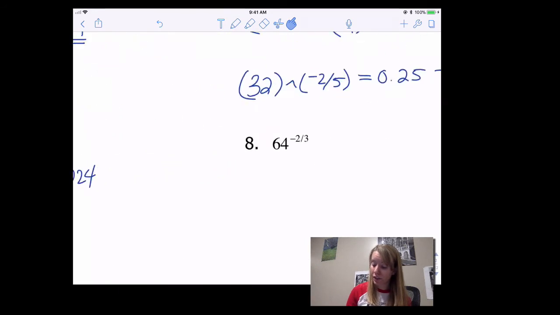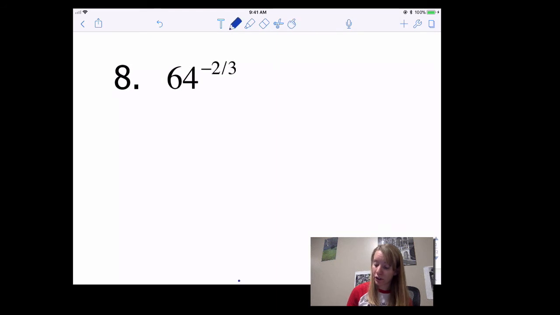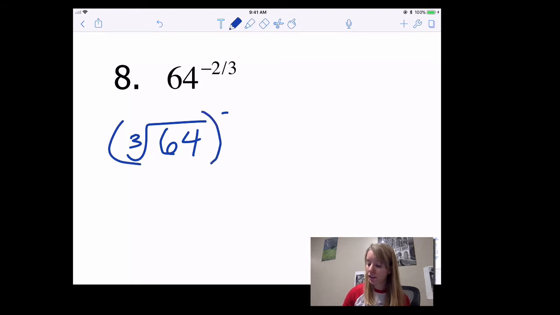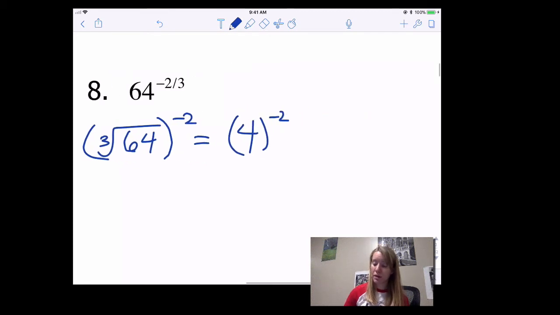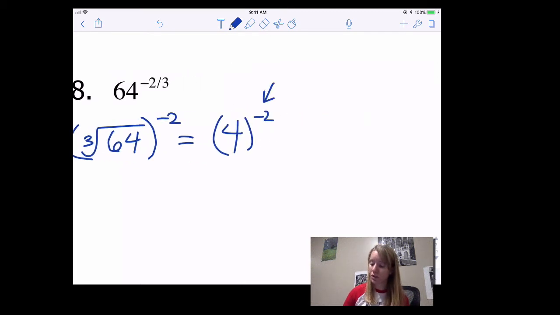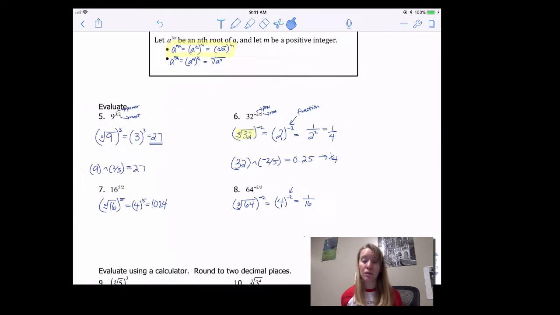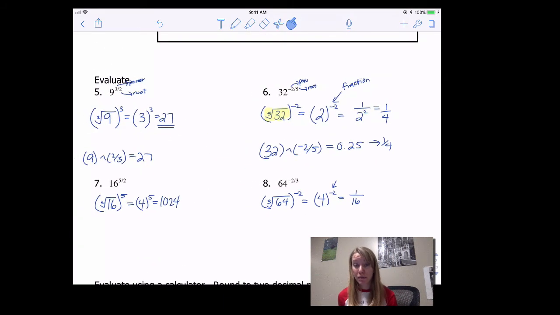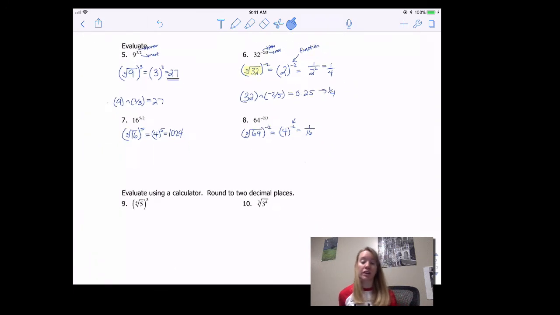Then 64. I've got 64. I've got the 3rd root, the 2nd power, negative. The 3rd root of 64 is 4 raised to the -2nd power. This means I'm in the wrong spot. Flip it to a fraction, and I have 1 over 16 because it's 1 over 4 squared. So that's how we can kind of do these by hand. Remember that you can also either check by plugging them in, or you can just straight plug them into your calculator.